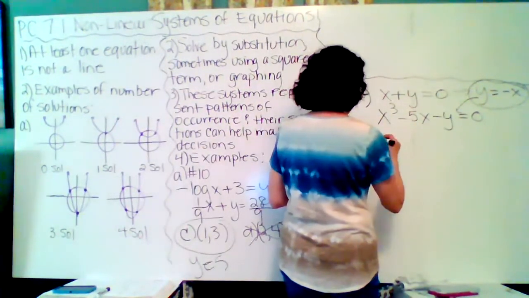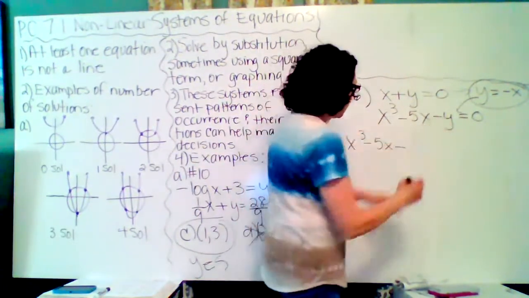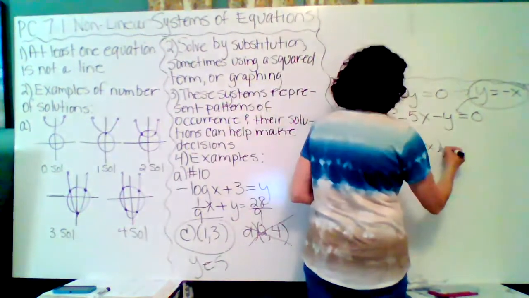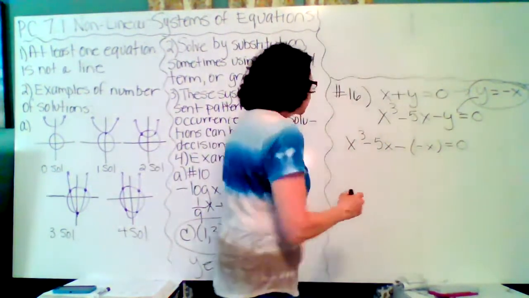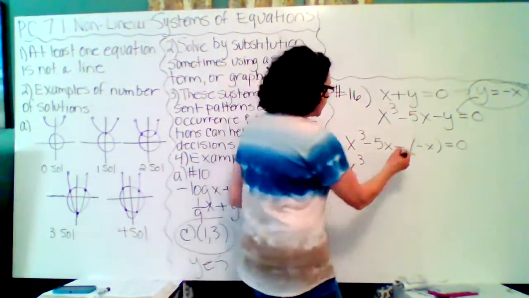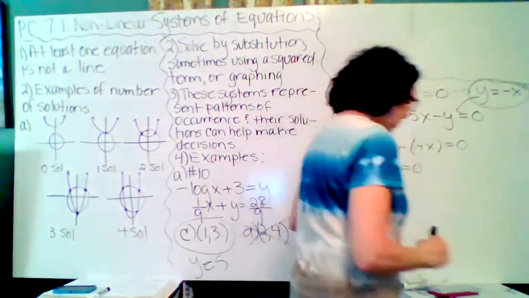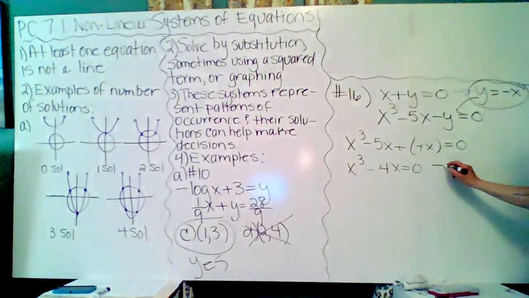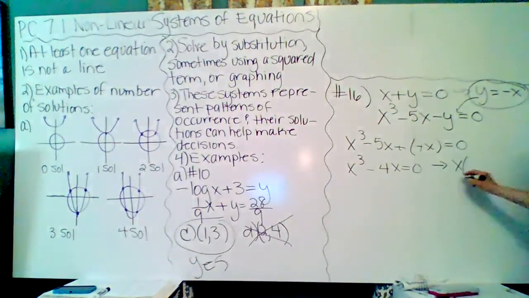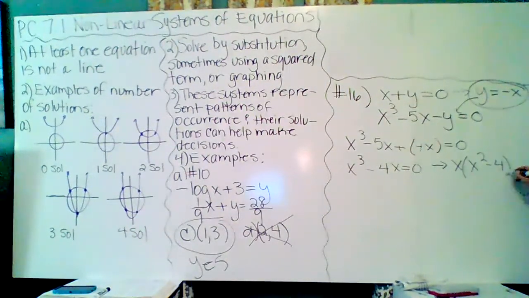Now be careful here with your negatives. There's a minus sign here, and this y is a negative x equals 0. Here we go. So now we have x cubed minus 5x plus x is a minus 4x equals 0. Okay, greatest common factor of an x. I can factor an x from both terms, and I have x squared minus 4 equals 0. Okay, I am going to set each of these terms equal to 0.